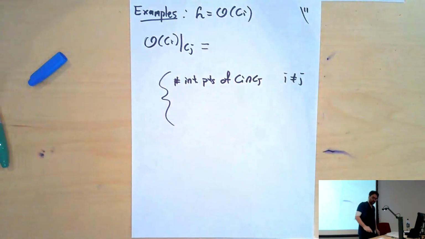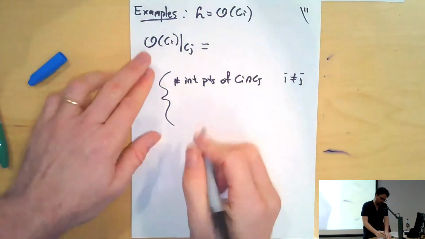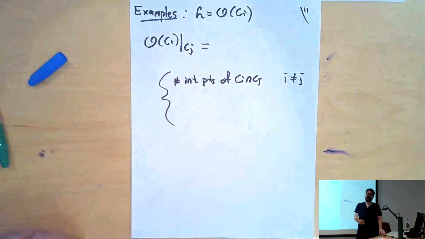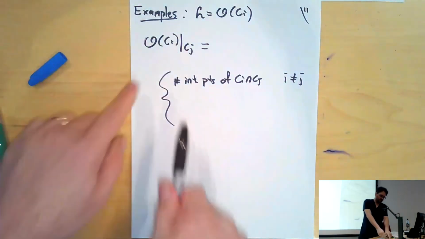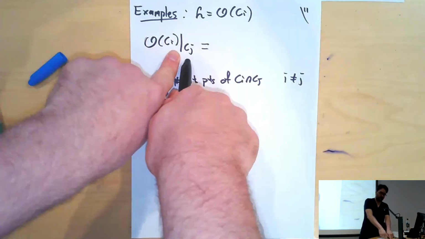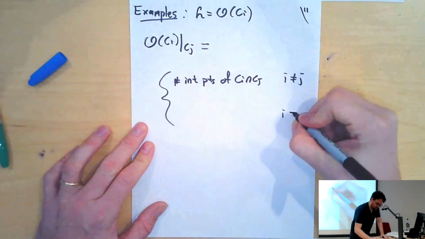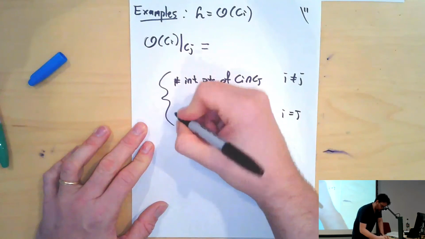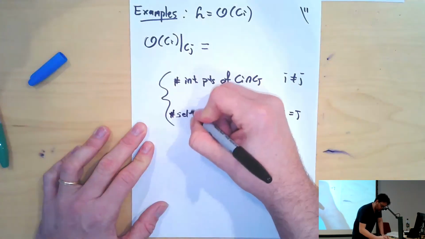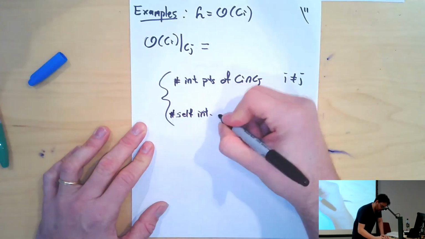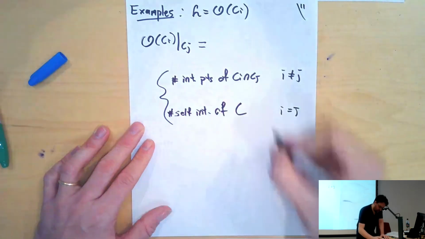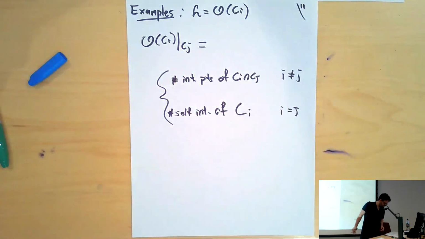So if i is not j, boom. And then if i is equal to j, so now we're on to chapter 5 of Hartshorne, this computes the self-intersection of C. It's really the normal bundle.